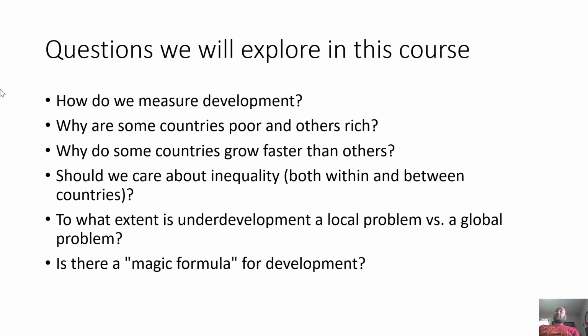But then we're also going to consider cross-country inequality. Is it reasonable that we have a 100 times difference in income between the richest and the poorest countries? It's actually more than 100 times. Is that something that is sustainable, or does something need to be done to narrow the gap in living standards between countries? And then we'll consider, to what extent is underdevelopment a local problem versus a global problem?